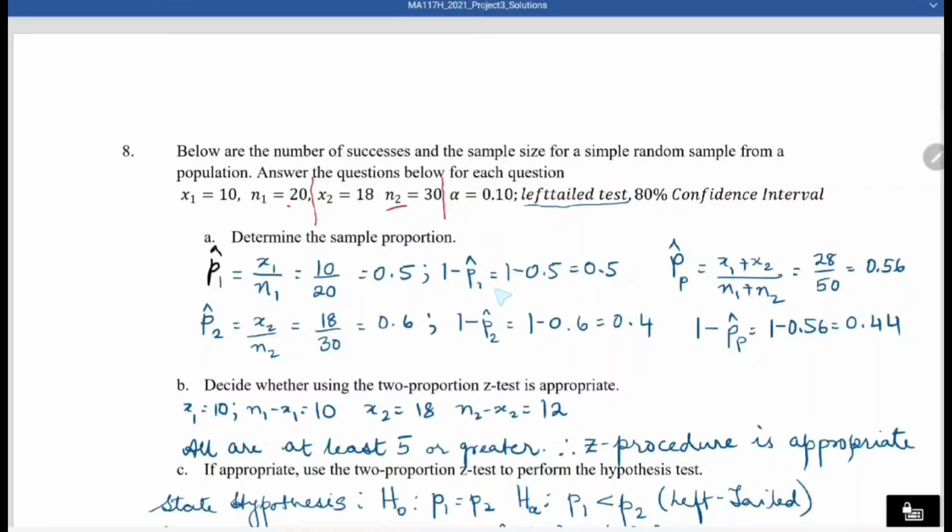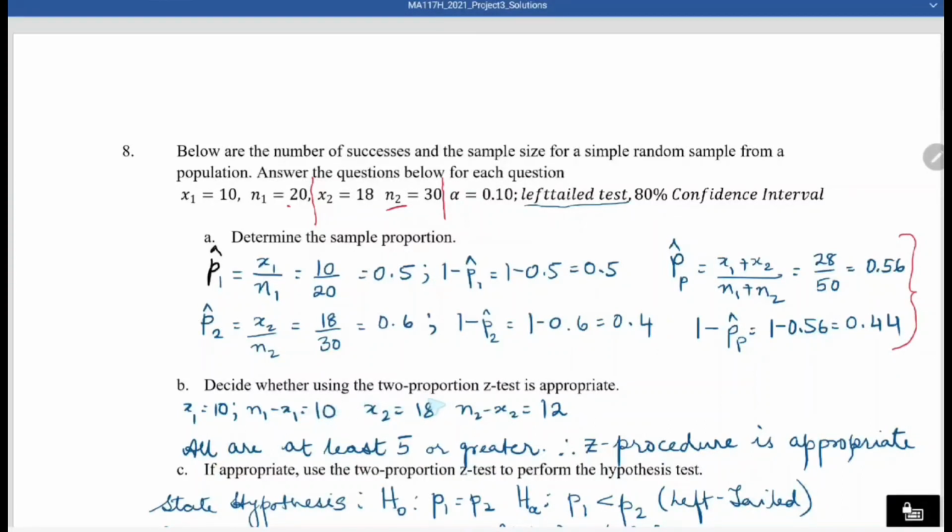Their respective failure proportions are 1 minus p hat sub 1 and 1 minus p hat sub 2. And we use the pooled proportion. So this is the formula to find the pooled proportion, and we came up with a value of 0.56, and the corresponding pooled failure proportion would be 1 minus 0.56, which is 0.44. We'll need that when finding our test statistic.